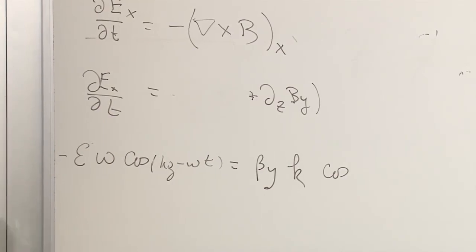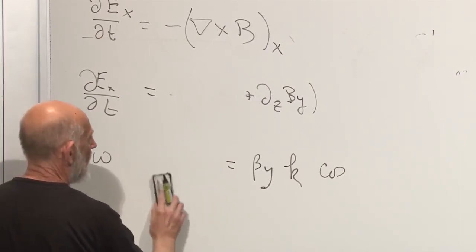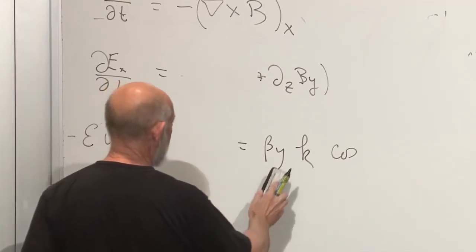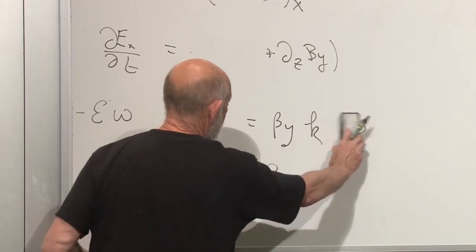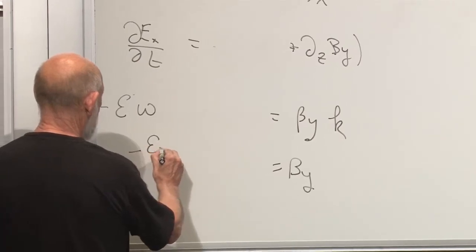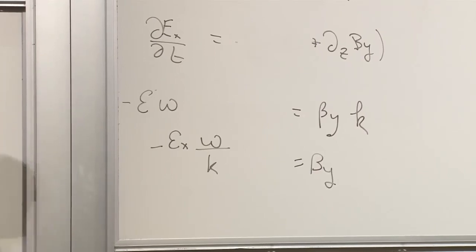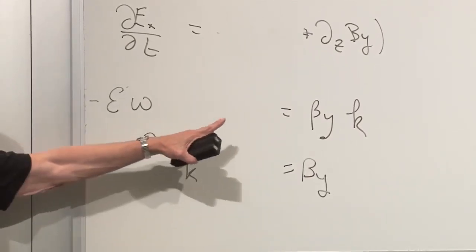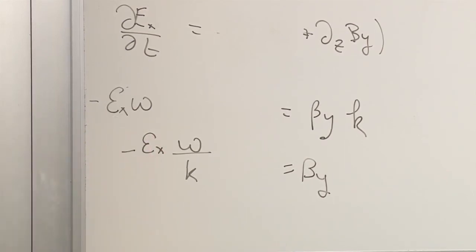All right, the cosines cancel, and what we find is an equation that By is equal to minus epsilon x omega over k. By is equal to minus epsilon x, omega over k. That's one fact.